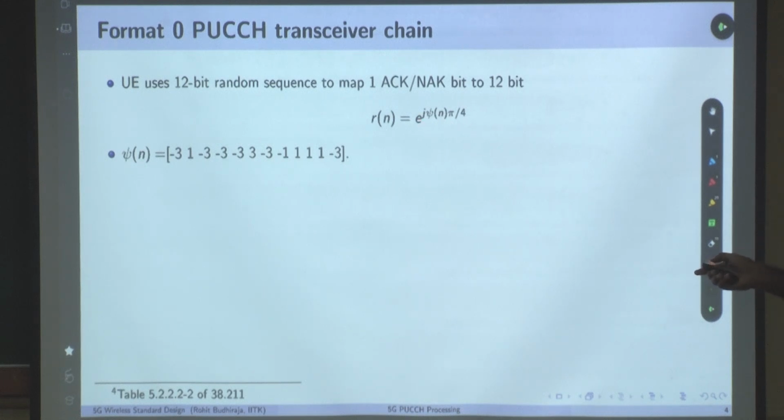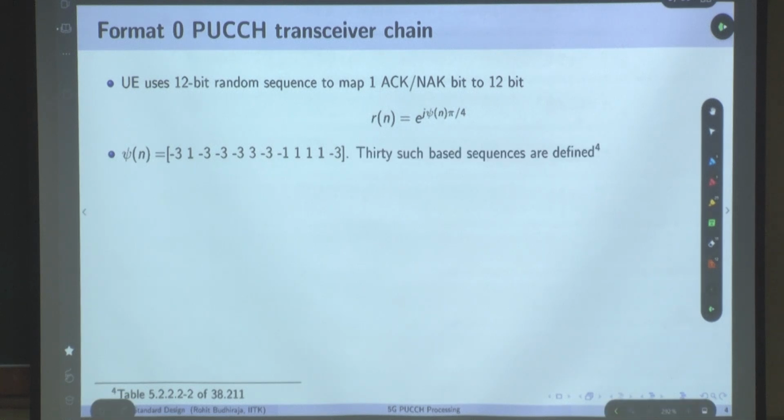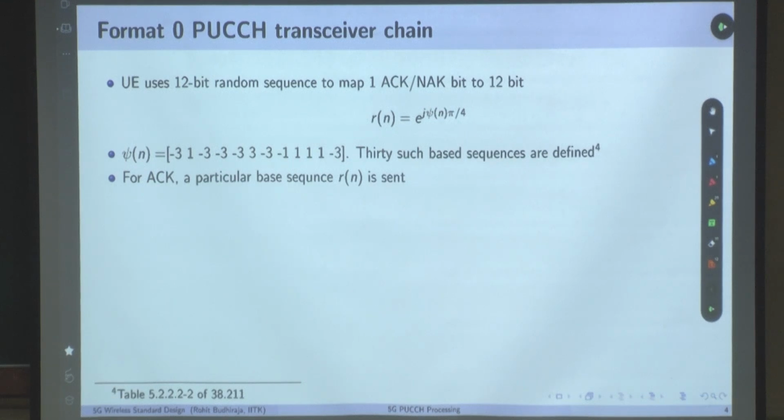So for the first value of this sequence, when you insert it, r of n will be e raised to power minus j3 pi by 4. You are going to send that. If it is 1, you will send one sequence. If it is 0, you send another sequence. That's all. There are 30 such sequences defined. So what are we saying? We are taking 1 bit and mapping it to one of these 30 sequences.